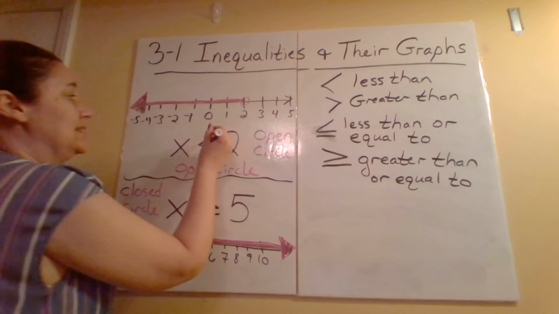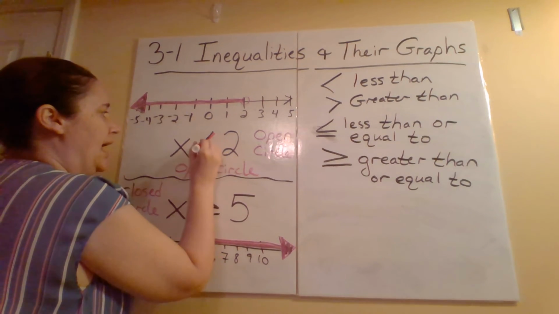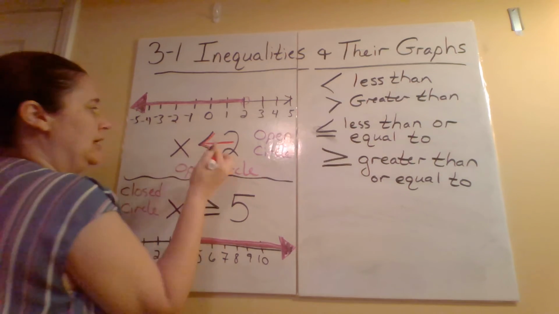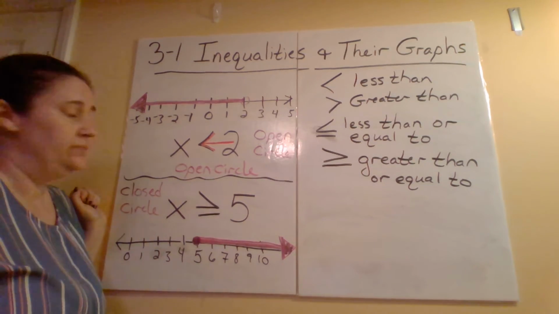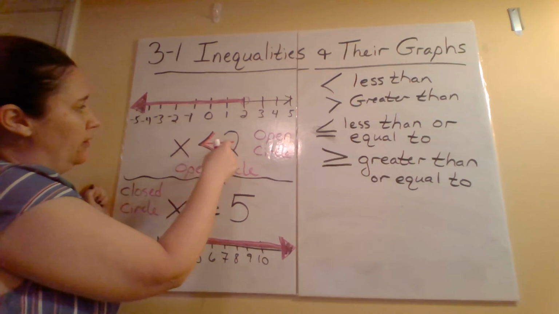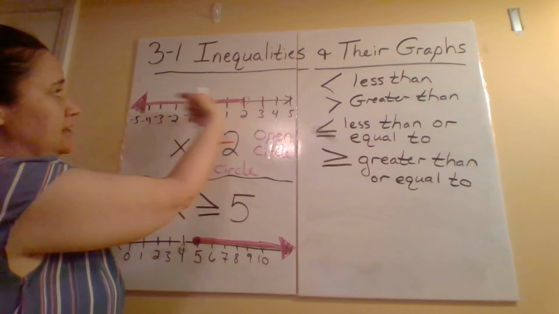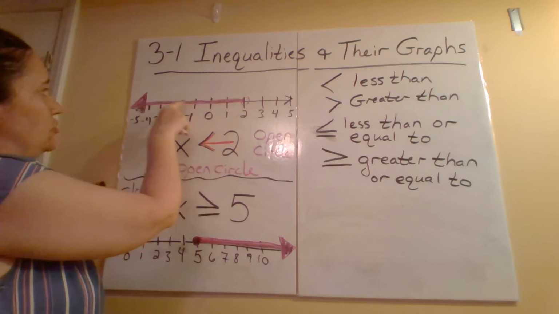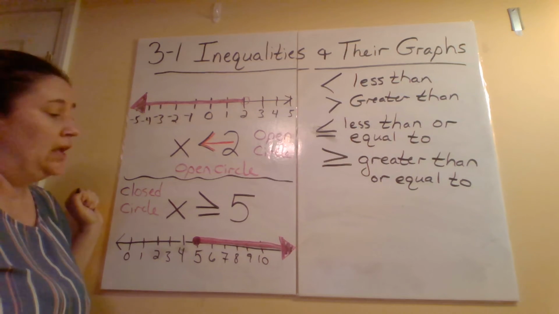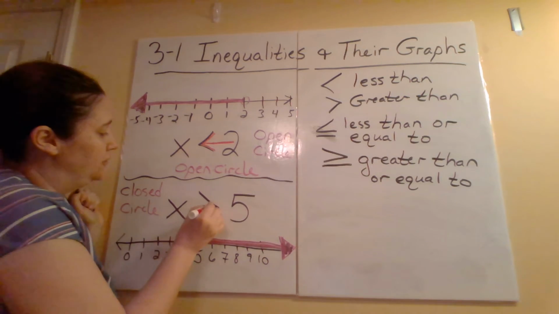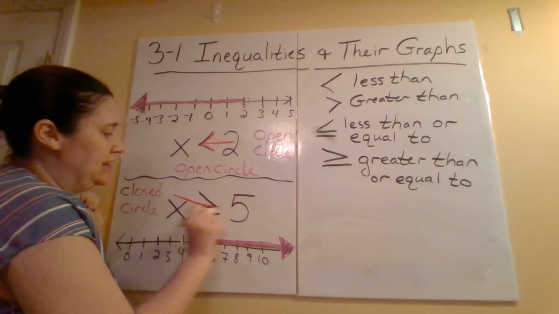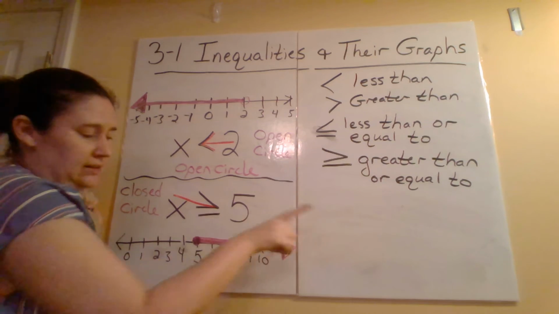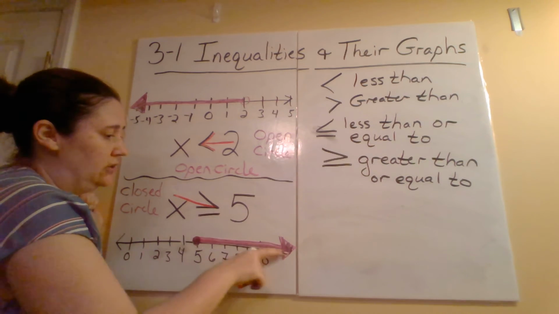If you turn this less than sign into an arrow, it points to the left. So if you follow the arrow of the less than sign, it's pointing to the left. It's telling you to draw the line to the left. Same with the greater than sign. If you turn it into an arrow, it's pointing to the right. It's telling you to draw your line to the right.